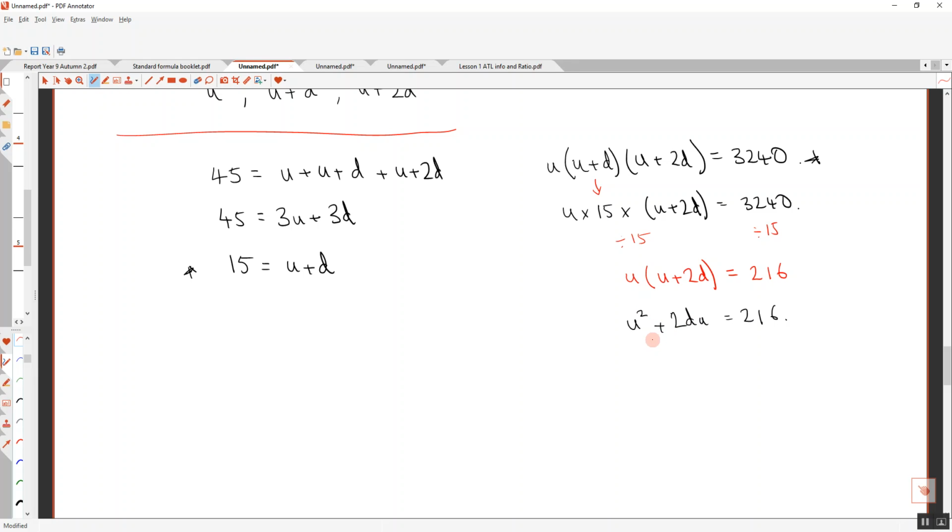You could divide by d. If I divide by d, I'm going to have to divide this by d, so I'm going to get u squared over d. Can I use this again? What about this? What is d equal to? 15 minus u. If I take that, I'll stick it in here.